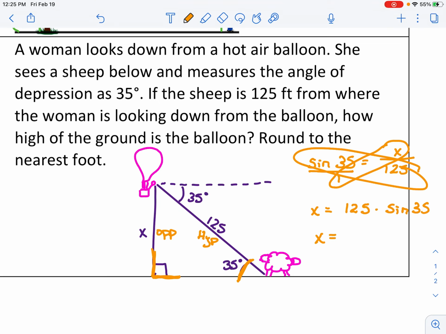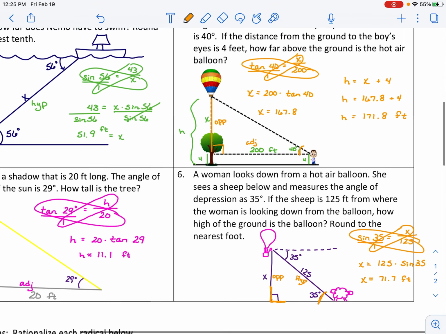So 125 times the sine of 35. I'm seeing 71.69. The 9 after the 6 makes it round up to a 7. So that height is about 71.7 feet.